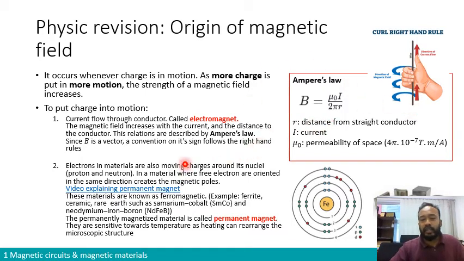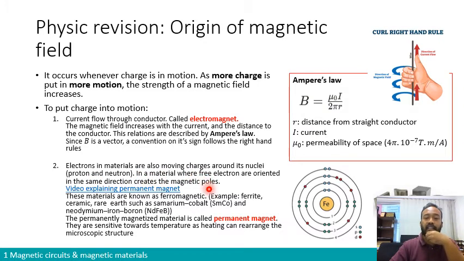And then secondly, we can look at electrons in materials. If you look at the microscopic level, or atomic level, a chunk of material is built of atoms, and they have electrons, and the electrons are also moving charges around the proton and neutron, right? An electron has negative charge, and it keeps on moving around the nuclei.